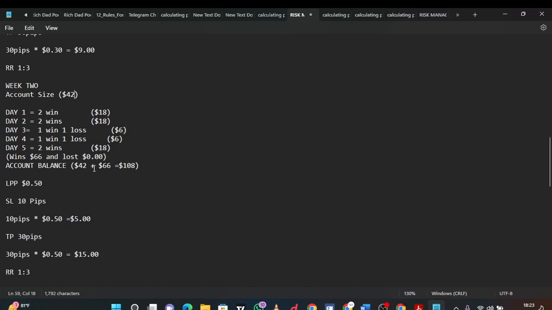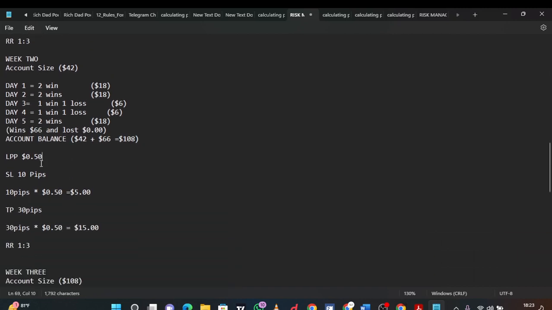We have not used the same lot size here. We have changed the lot size, using now 0.05. The first week we are using 0.03. This one we are using 0.05 because the account has grown. We can also increase the lot size. We have increased it by 0.02. So that is now we are using a lot size of 0.05. That is, we are losing 50 cents per pip, and we are winning 30.